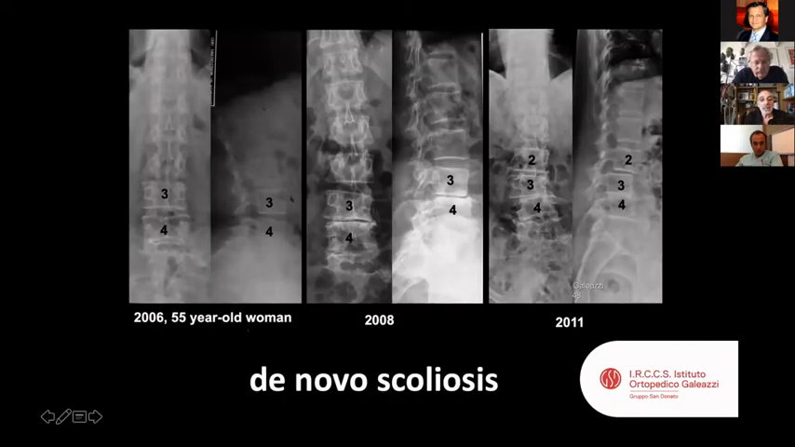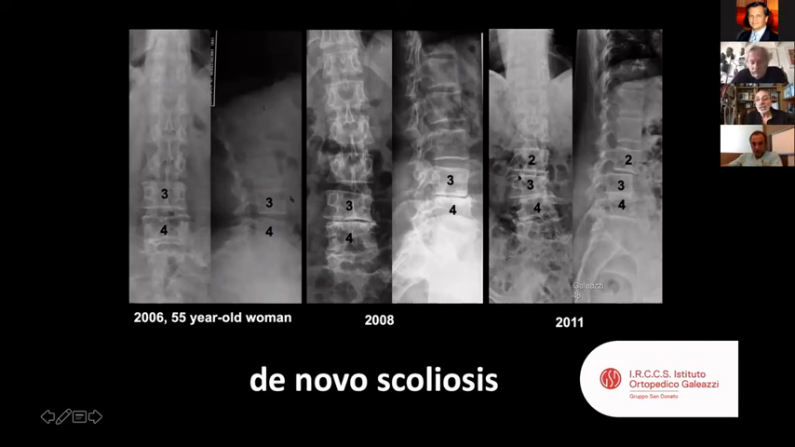This is a typical case of de novo scoliosis. As you can see, when she was 55, there was no deformity. 2 years later, you can see a significant lack of lumbar lordosis because of the collapse of L3, L4. At the same time, you can see that the direction of the sacrum is different because she is developing compensatory mechanisms. The first strong compensatory mechanism is the pelvic retroversion.